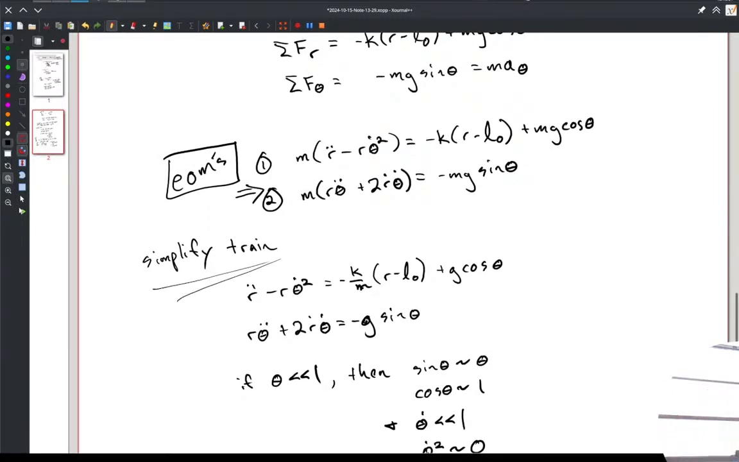And I thought that would be a good place to talk about for today: how do I get from degrees of freedom? I know how many degrees of freedom I have. How many equations of motion do I have?